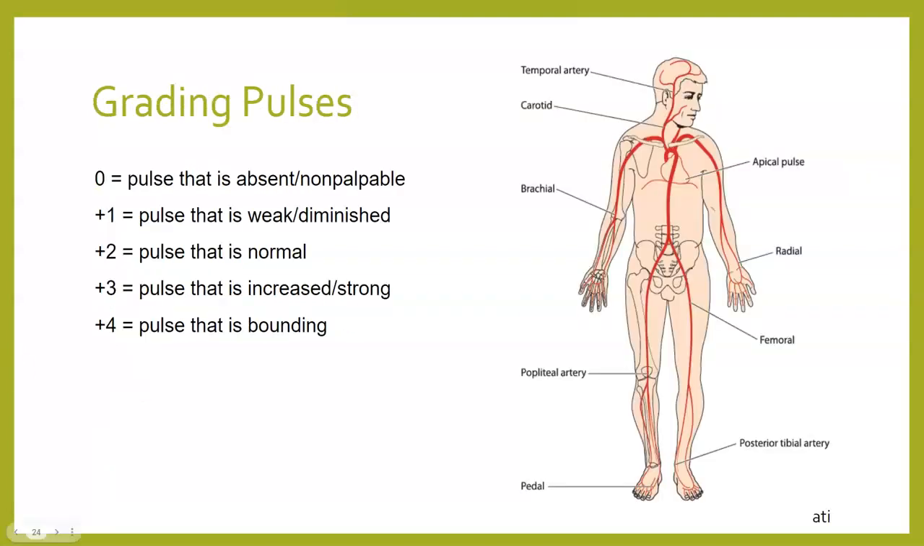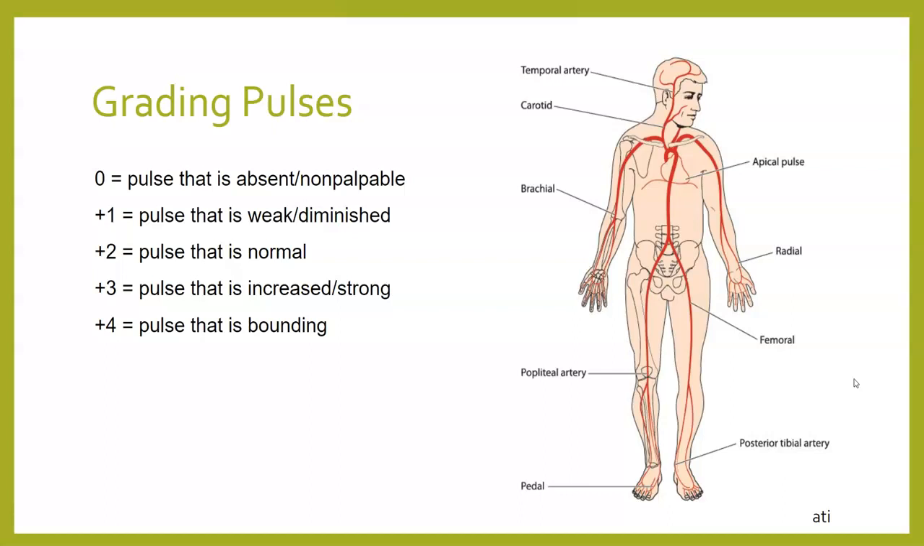Okay, so for grading pulses, you need to know this. This is a part of your assessment data along with your vital signs. So as you can see here, we've got our radial pulse, brachial, carotid. You're not usually going to feel your temporal artery. We'll talk about your apical pulse, popliteal artery. You have your pedal pulses in your posterior tibial. So you'll feel these usually with your head to toe assessment, and then this is how they will be documented.